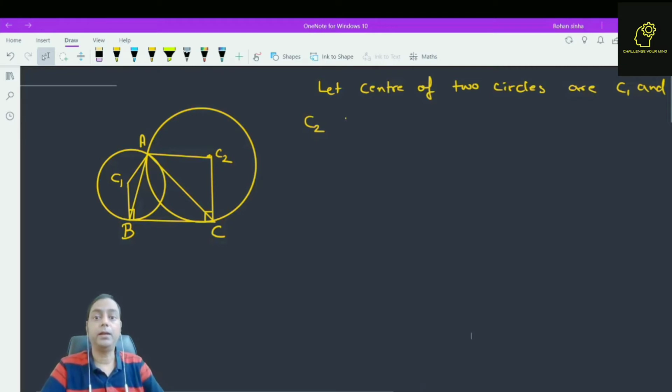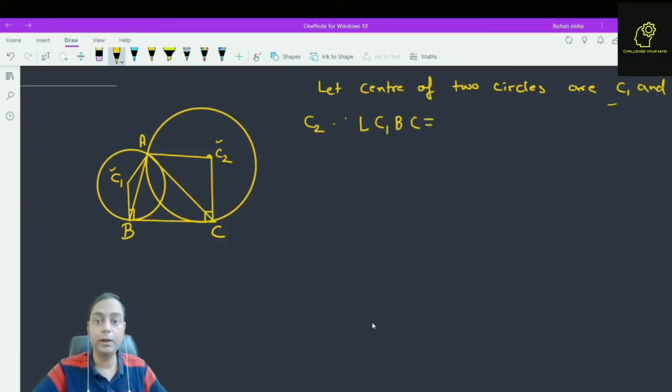Now, what is given here? It is given that there are two circles. Let C1 and C2 be the centers of the two circles. This is C1 and this is C2. The circle touches the side BC of the triangle at B. This is B and this is C. Now, what about the angles? Angle C1BC is equal to angle C2CB. This is equal to 90 degrees because BC is tangent and C1 and C2 are the centers of the two circles.